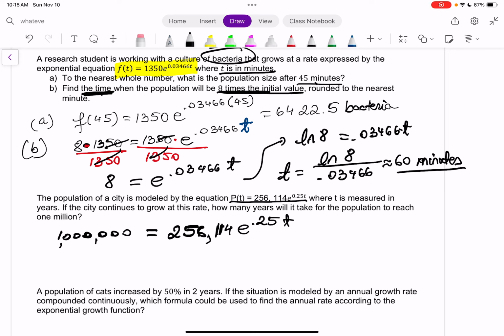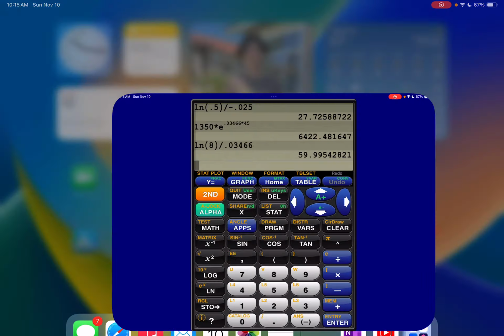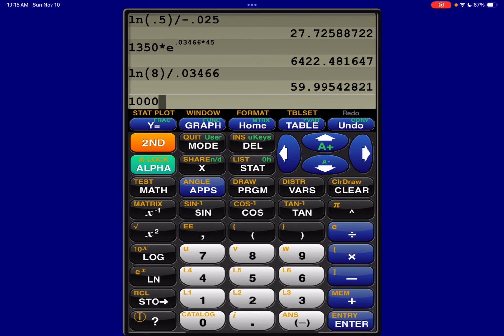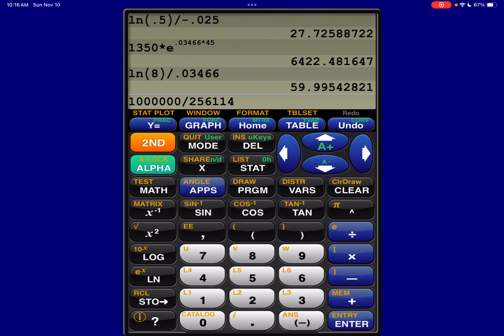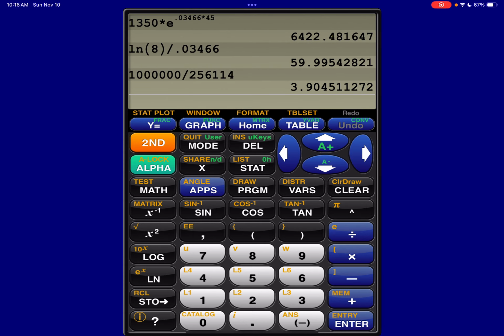Okay, and here it is. Immediately we get to work and we divide by this number and then log both sides. So what's a million divided by 256? I've already forgotten. 114. Okay, 3.90.